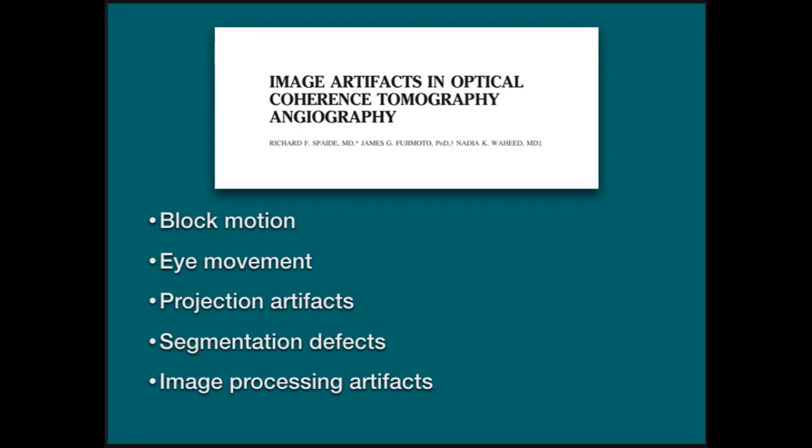There are projection artifacts, as I mentioned before, where blood vessels in the inner retina will reflect off the RPE and appear to be in the outer retinal layers when they're not actually there. You can get segmentation defects and image processing artifacts.